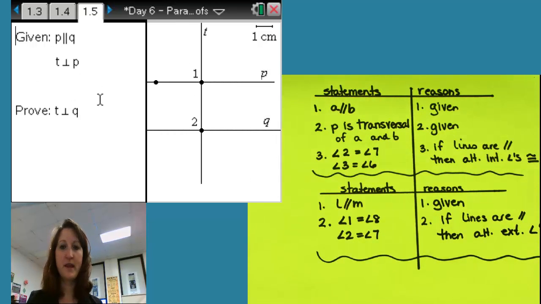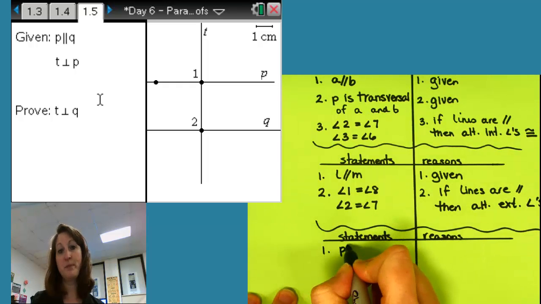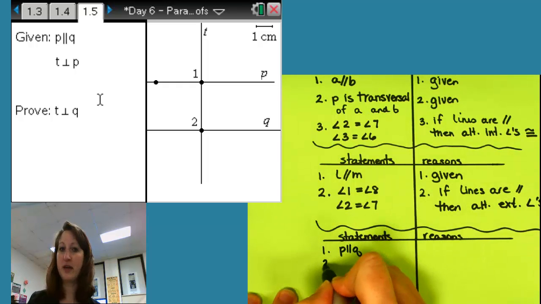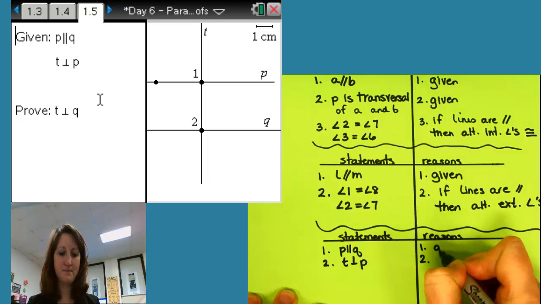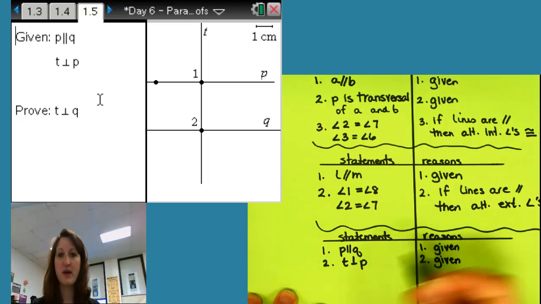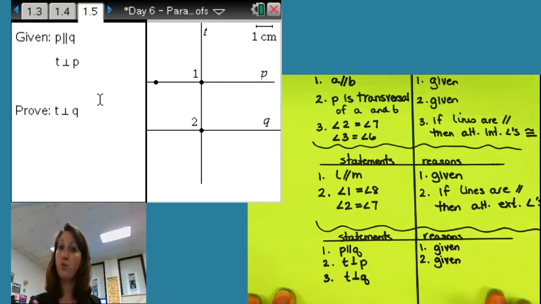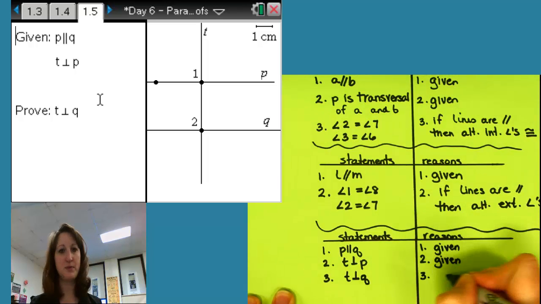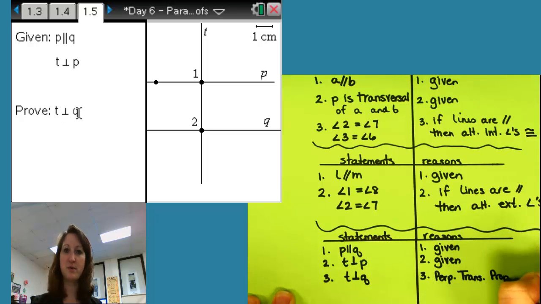Okay, next one. With the third one, this time we're told that P and Q are parallel and T is perpendicular to P. Well, we just looked at the perpendicular transversal theorem, which says that if the transversal is perpendicular to one of the two parallel lines, then it's perpendicular to the other. So if T, our transversal, is perpendicular to P, then it has to be perpendicular to Q.